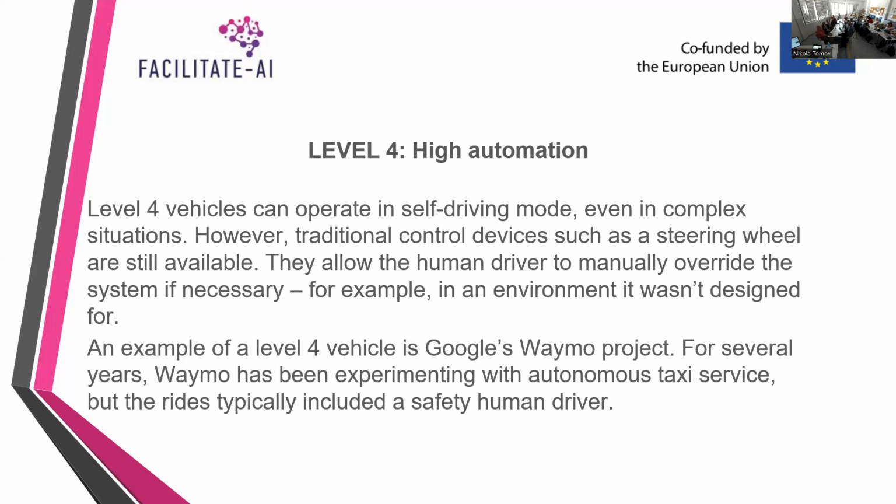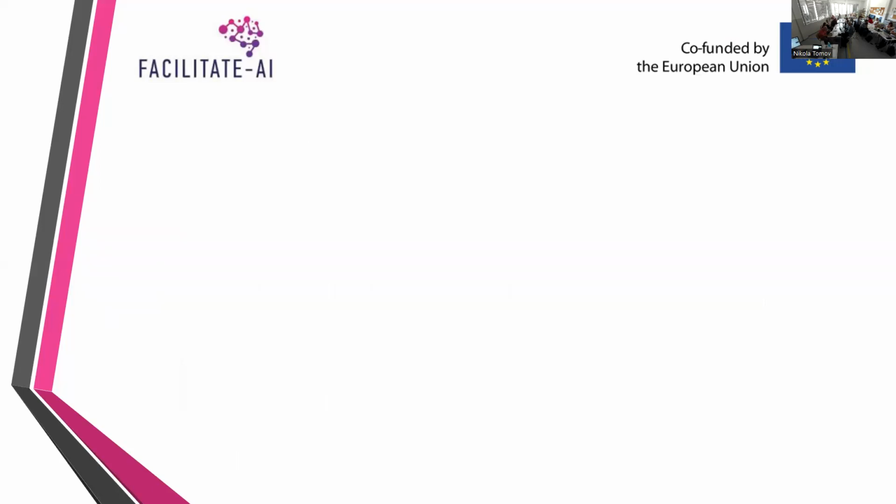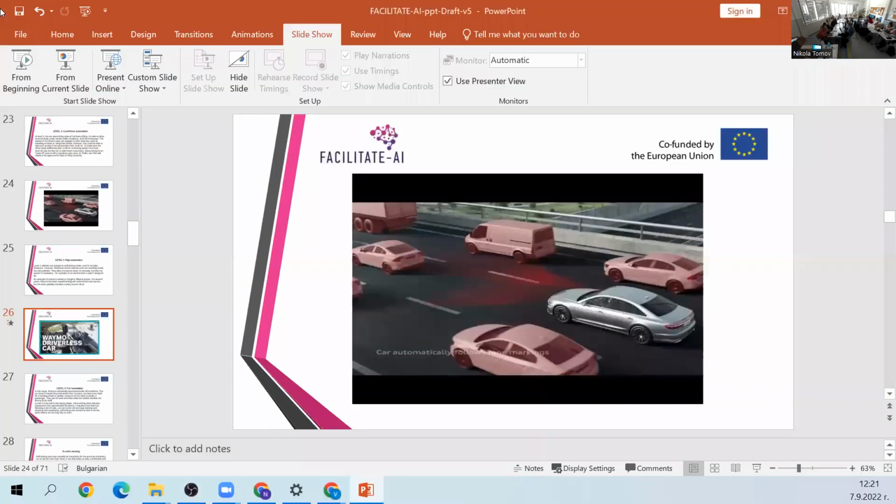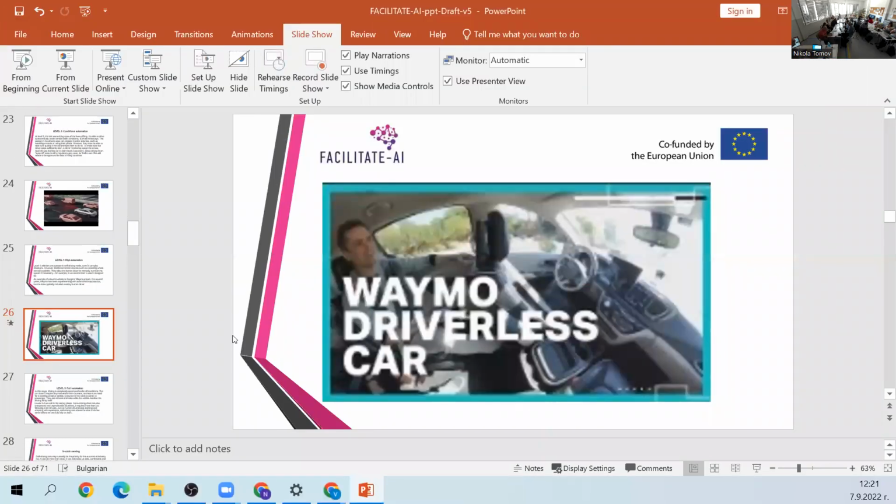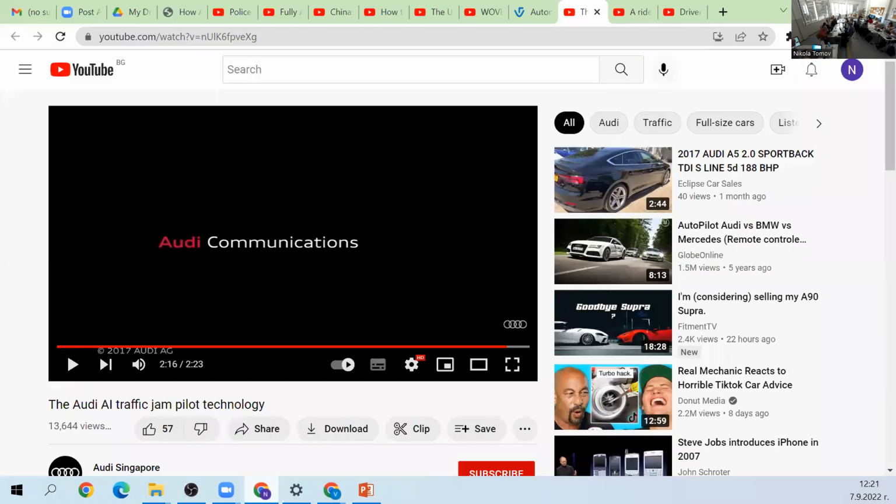So this is level 4, and this is when the car can make most of the decisions without the driver, or in some cases it needs the driver just to be safe. And we have another video. It does not play. So this is the mother-in-law car.